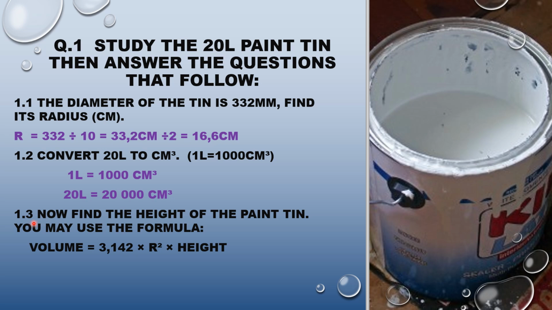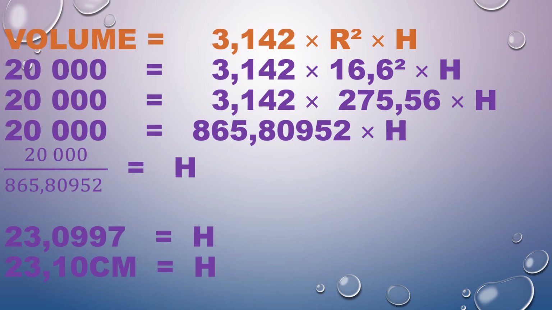Question 1.3 says, now. When I begin a question with now or with hence, it means that I'm going to use the answers from above in this calculation. So now, find the height of the paint tin. You may use the formula volume is equal to pi times radius squared times height. So I start by writing down the formula as is.